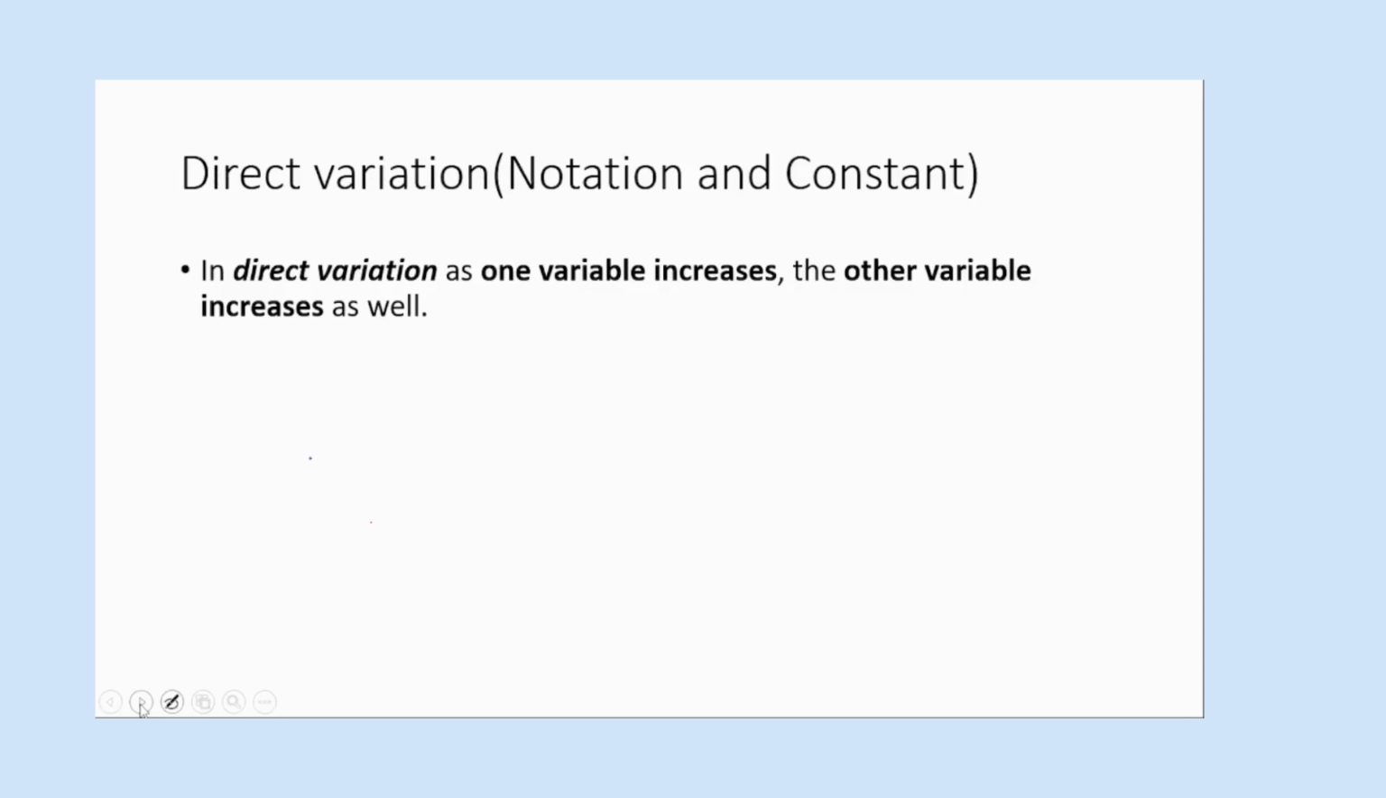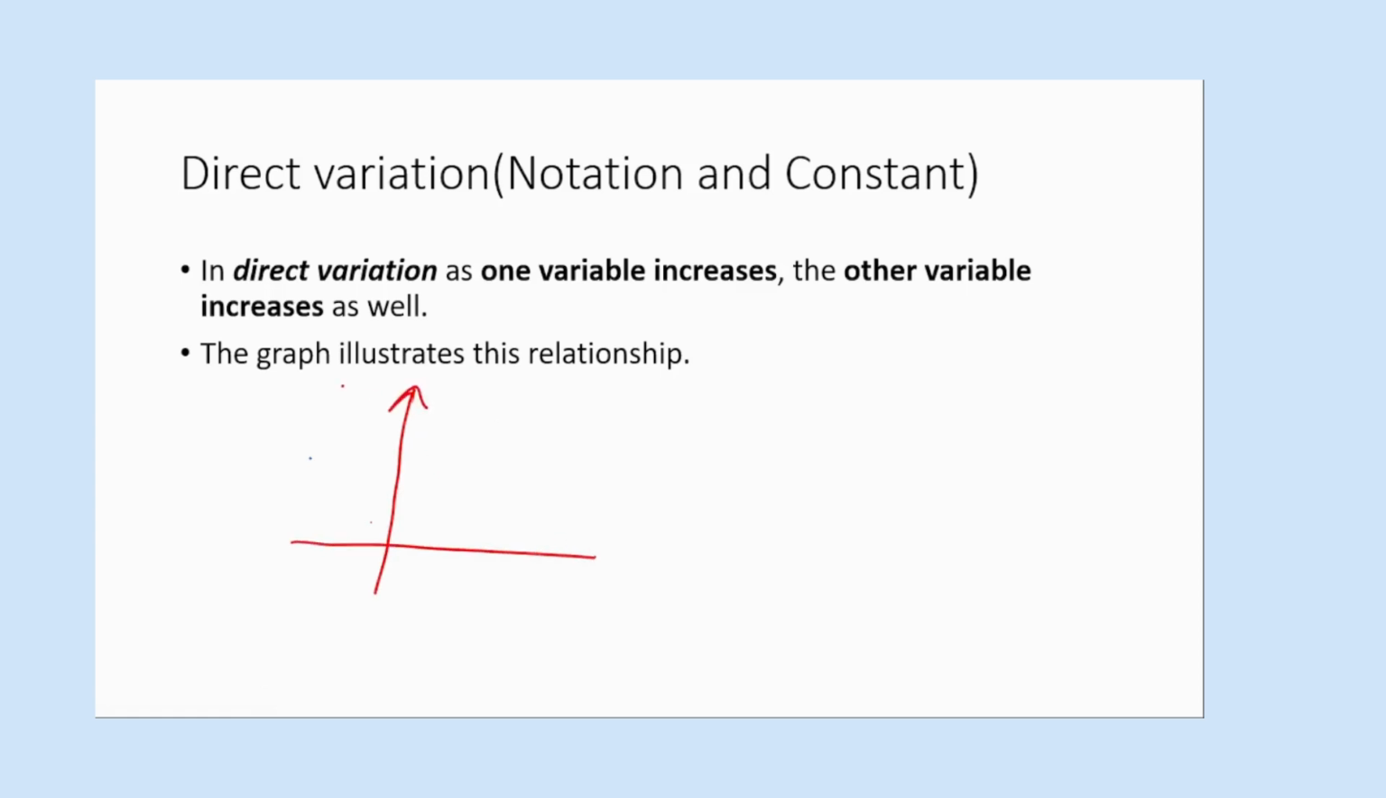Okay, so in a direct variation, as one variable increases, the other variable also increases. We would also want to look at the graph that represents this type of relationship. So, like I said, we have looked at the x and y axis. Where they meet, that's the origin.